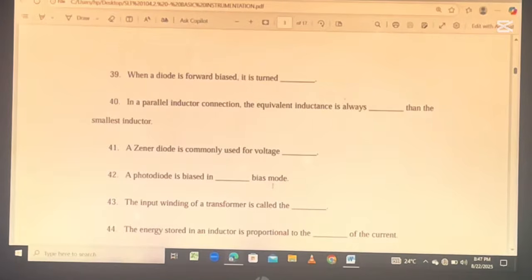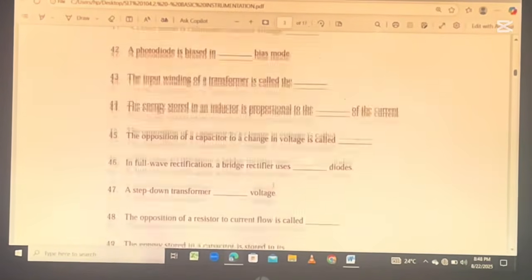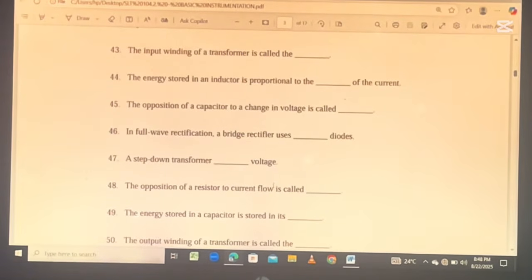All right, so the next one: another diode is commonly used for, we've talked about it before, voltage regulation or voltage stabilization. Then the next one: a photodiode is biased in dash bias mode. All right, so it is biased in reverse bias mode. The next question: the input winding of a transformer is called the dash. Remember we talked about two forms of winding. So the input winding of a transformer is called a dash.